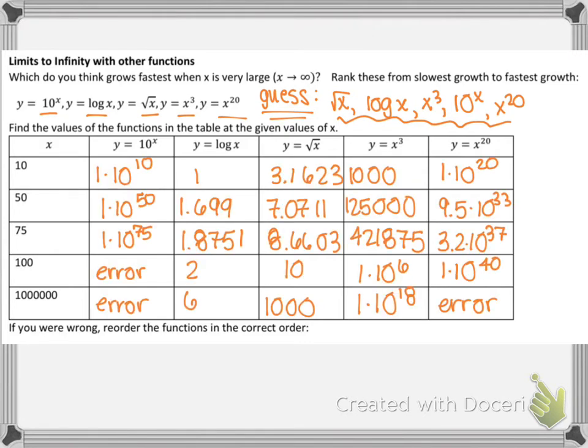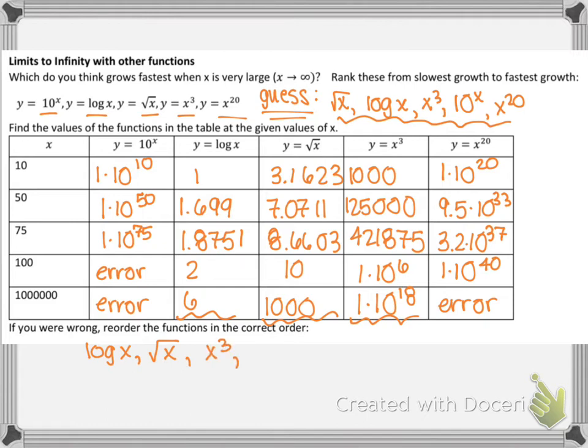Okay, so these numbers in the table aren't super important, but they're just going to help us see a pattern or get some evidence about which of these functions grows the most quickly. Well, obviously, log grows very, very slowly. Even if I plug in 1,000,000, my output is only 6. So that's the slowest growing function. The next one is square root x. That one does not grow very quickly, even as x gets very large. Looks like the next one is x cubed.